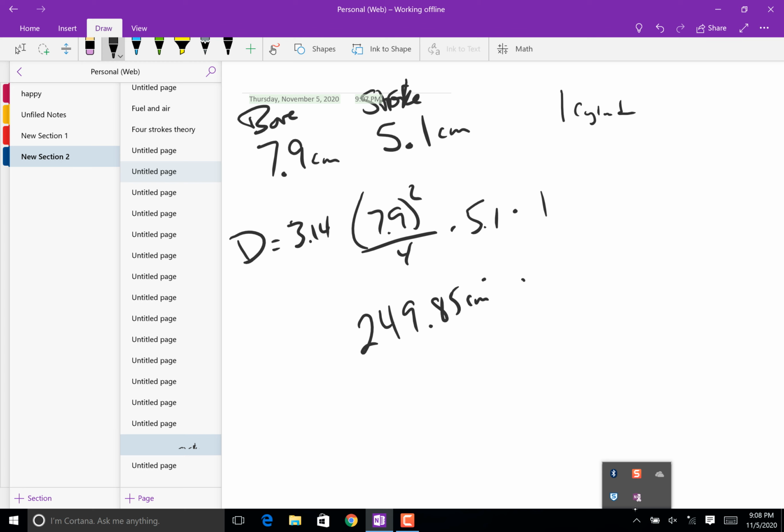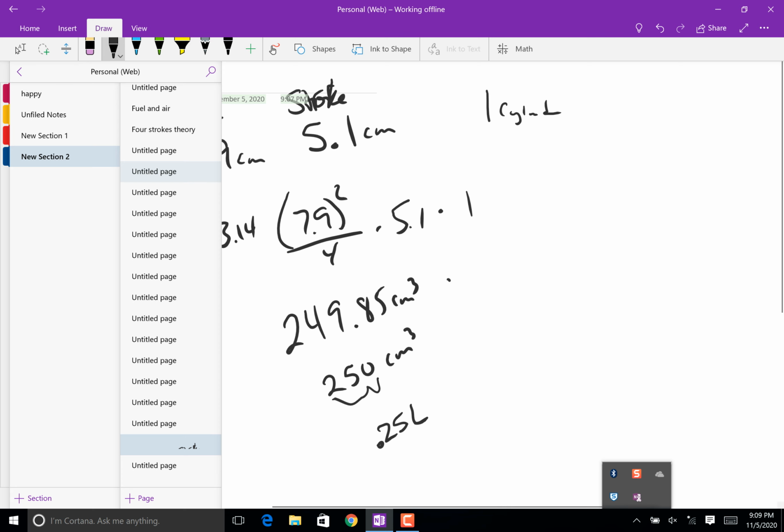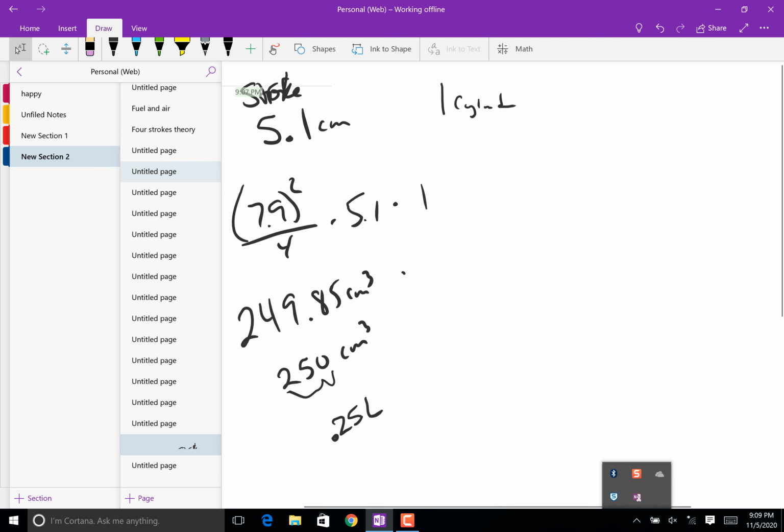249.85 centimeters cubed. Why, Mr. Groom, that looks an awful lot like 250 centimeters cubed. I would not argue with you. Wait a minute now. 0.25 liters. That does not sound very impressive, friends. You have a 0.25 liter engine. That just sounds stupid and ridiculous. So, turns out this is a Honda 250, the CRF 250R dirt bike engine.